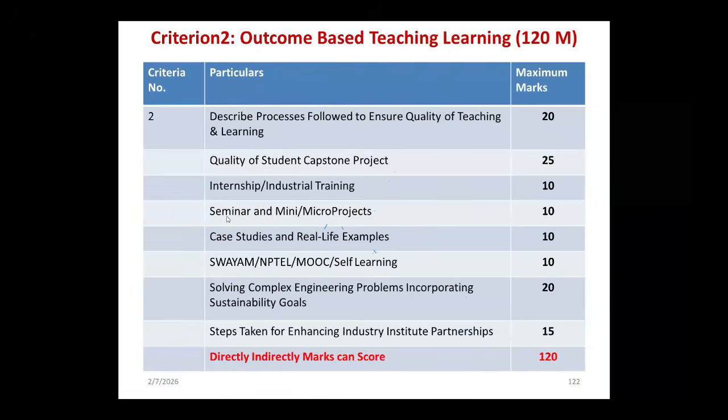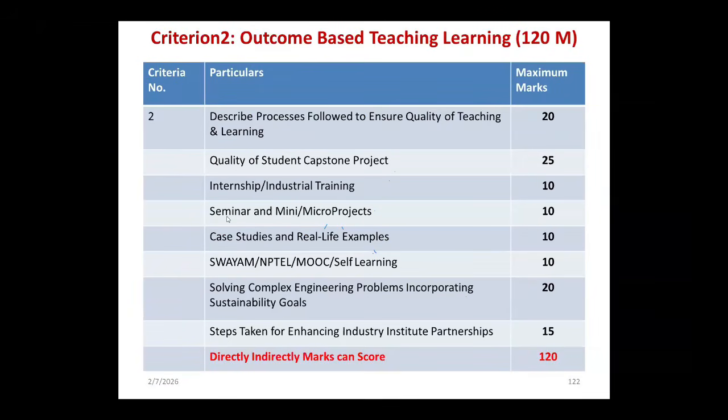Then under criteria 2, that is outcome based teaching learning, the student chapter is nothing but outcome, because our outcome is the student, and the student is actively participating in each and every activity. So you can club your student chapter activities with each point, and directly or indirectly you can score the maximum 120 marks out of 120.